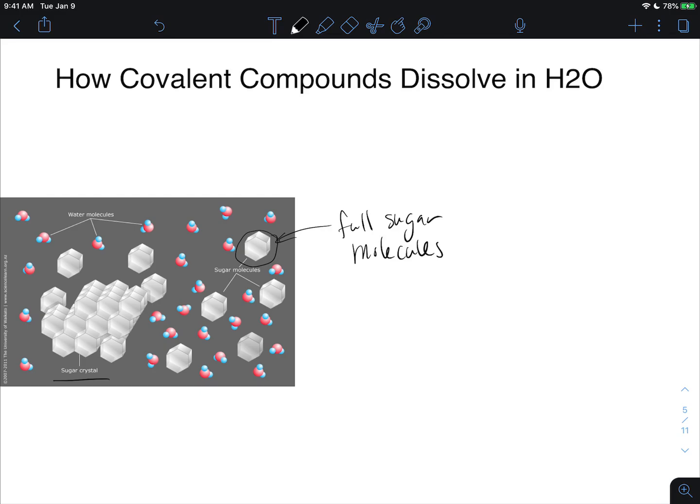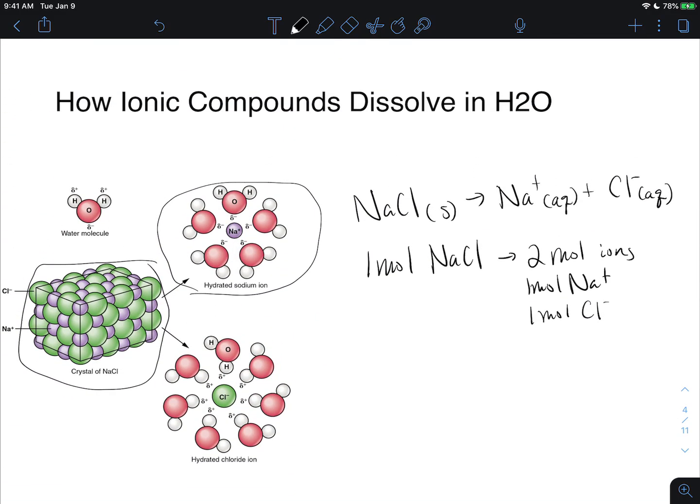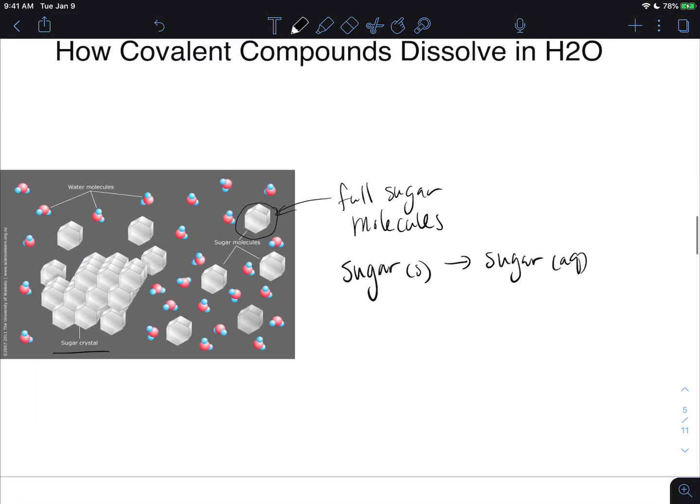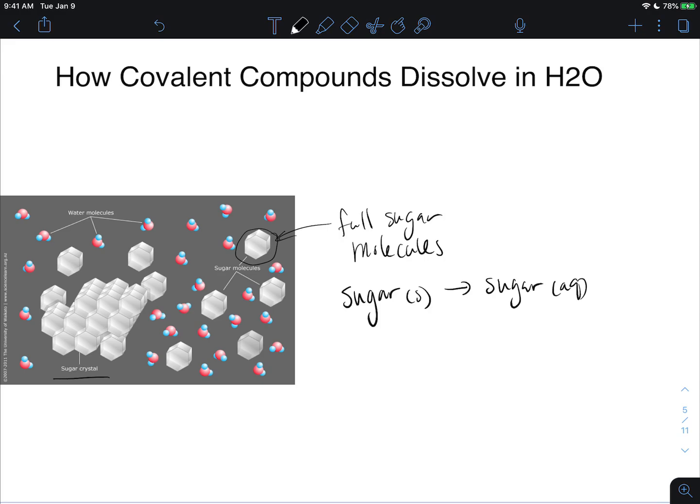So we're not breaking down into ions like we do with an ionic compound. Sugar will go from a solid state to an aqueous state, but it will not break down into ions. With our ionic compound, we're breaking ionic bonds to form these solutions. With our covalent compounds, we are only breaking intermolecular forces, electrostatic forces.